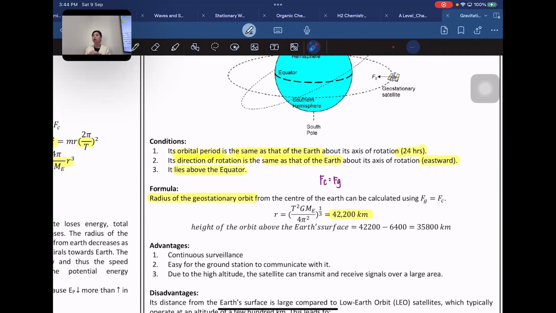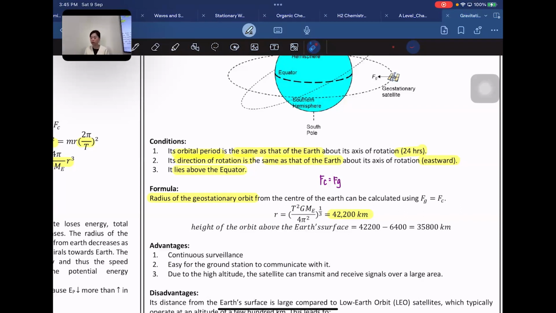Okay, and on top of that, it is very far off away from Earth, which means I can cover a wider area of coverage. I don't have to send like 10,000 satellites just to work for one country. One satellite probably can cover a pretty huge continent or maybe half the Earth.